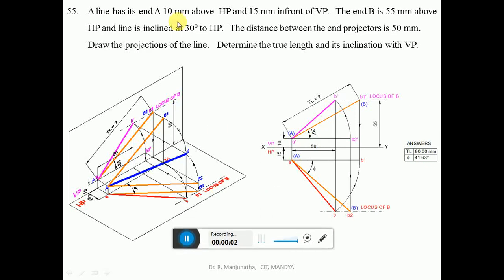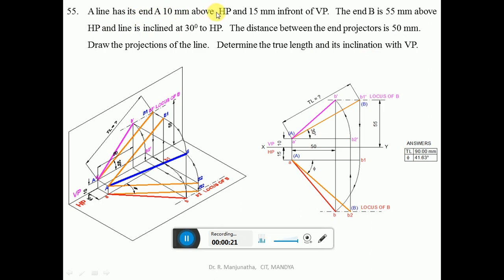Now, a line has its end A 10 mm above HP and 15 mm in front of VP, and the end B is 55 mm above HP, and the line is inclined at 30 degrees to HP. The distance between the end projectors is 50 mm. Draw the projections of the line. Determine the true length and its inclination with VP.